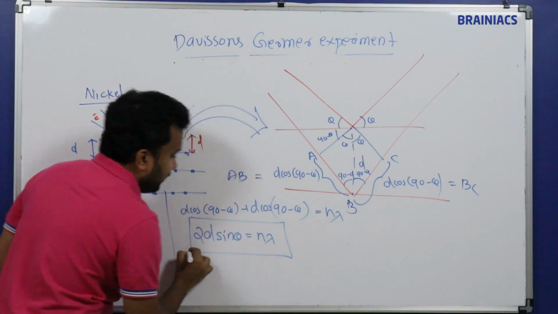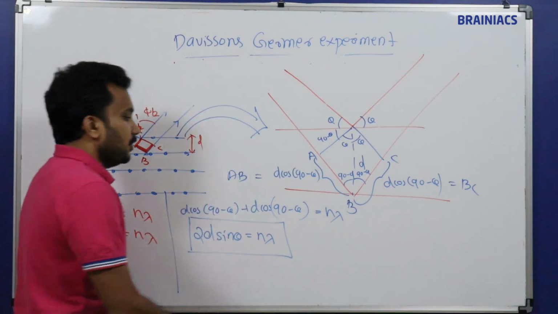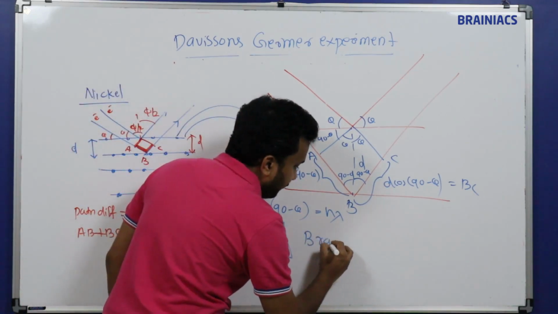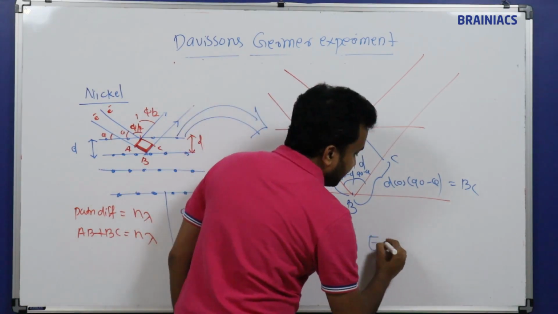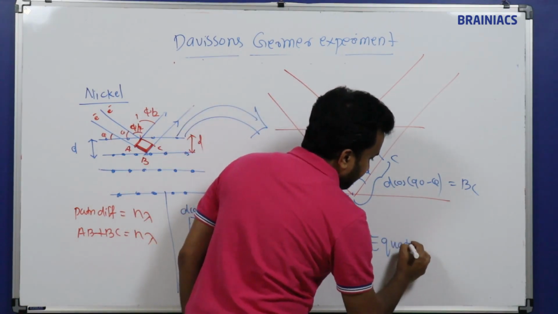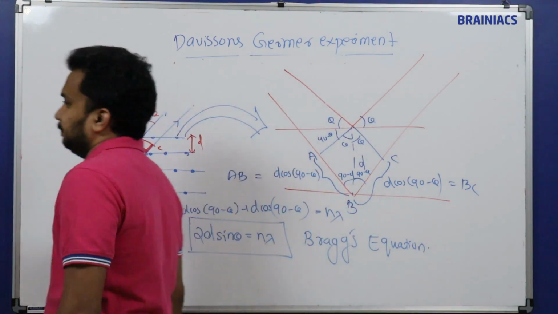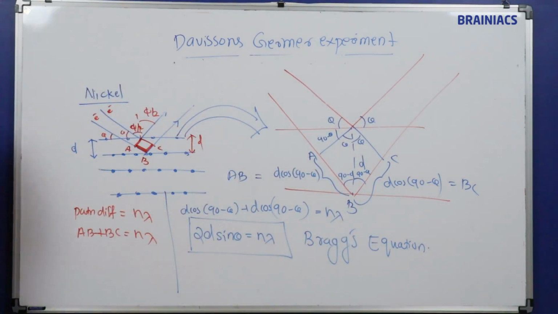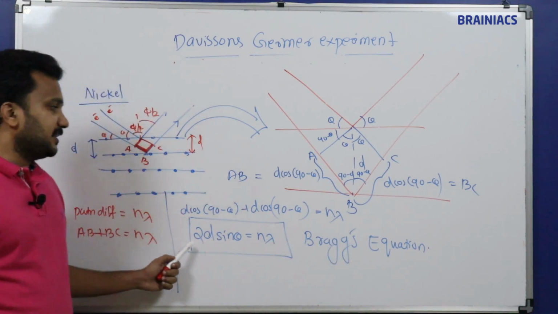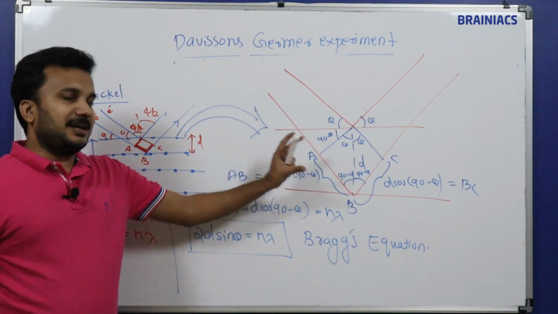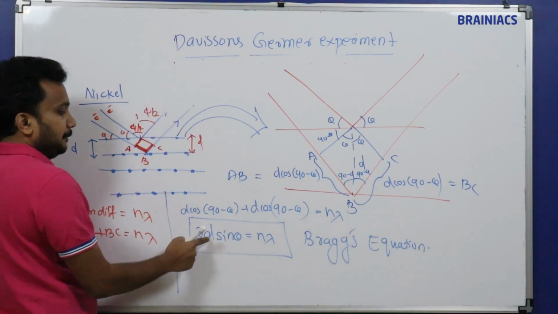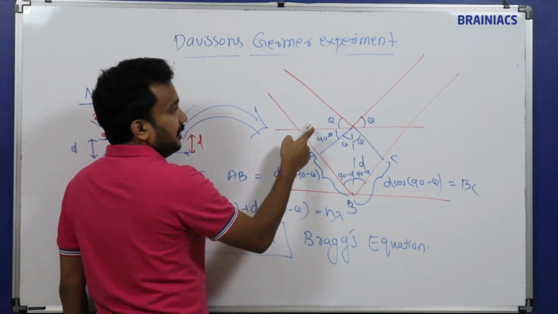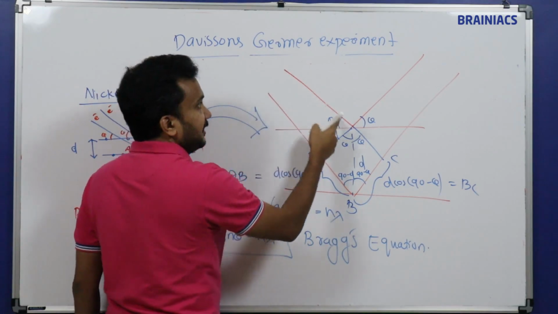This is a most famous equation, derived from the Davisson-Germer experiment. This is called Bragg's equation. Very important, questions may come. Bragg's equation: 2D sin theta equals n lambda. This is with respect to a crystal, and D is the crystal lattice spacing. Very important: theta is the angle between the lattice plane and the incident ray.